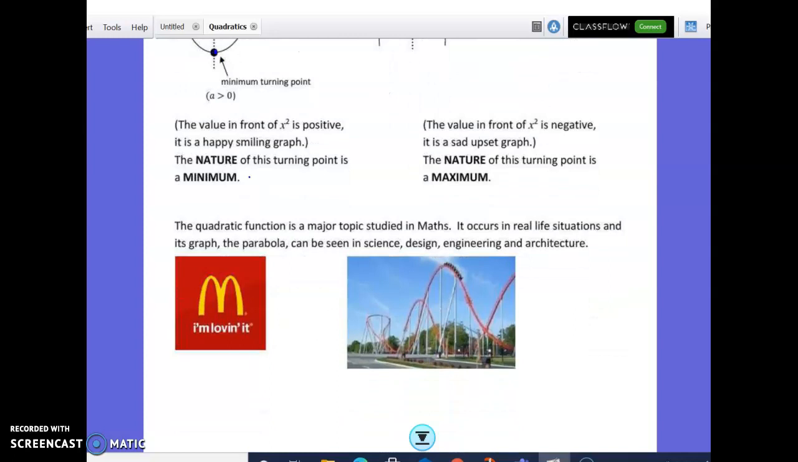Quadratics are a major topic studied in maths. If you go on and do further maths after National 5, you will keep using them, keep studying them, keep looking at them. They are used all the time in real life as well. Parabolas can be seen in science, engineering and architecture. Just a couple of examples: the McDonald's sign is made out of a couple of parabolas. Roller coasters will use parabolas as well. It's one of the topics that is used continually in real life. Probably not anywhere you've seen, but if you go on and study further maths, engineering, architecture, anything like this, you would use parabolas.